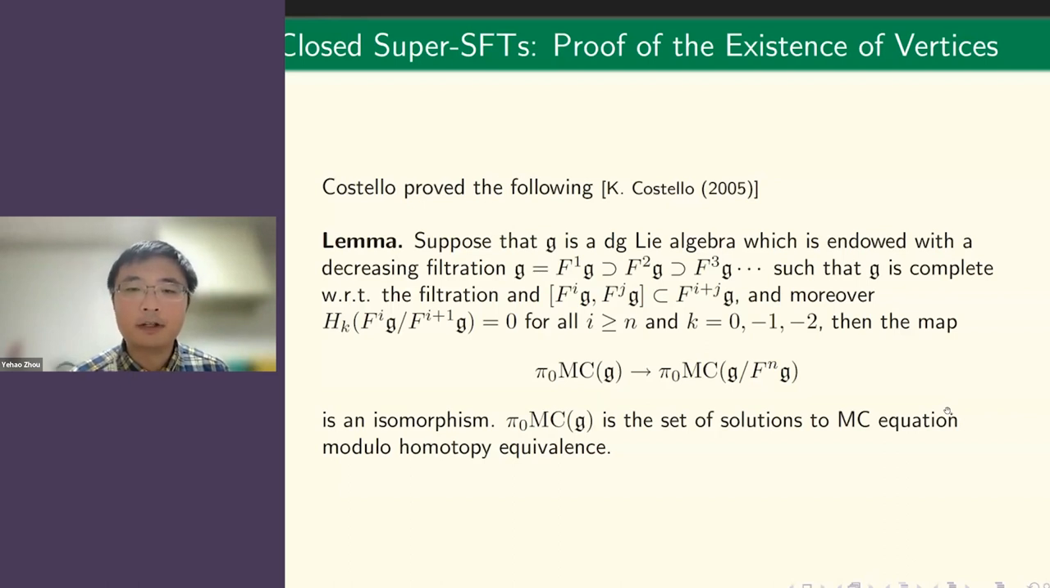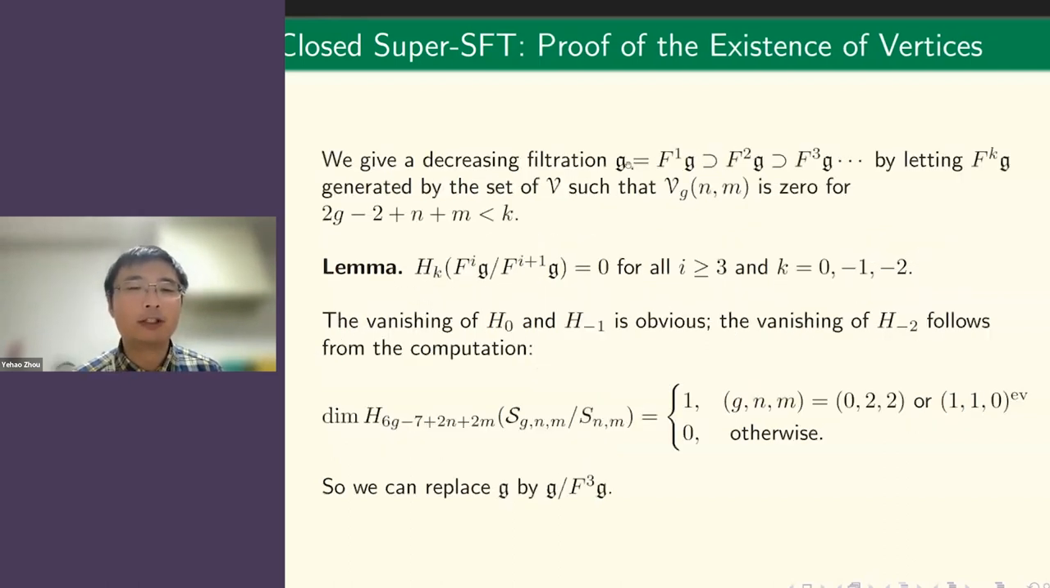And in our case, we give a decreasing filtration as follows. We define the K-filtered piece to be generated by the set of chains such that V_{g,n,m} is zero for those K such that K is greater than 2g minus 2 plus n plus m.